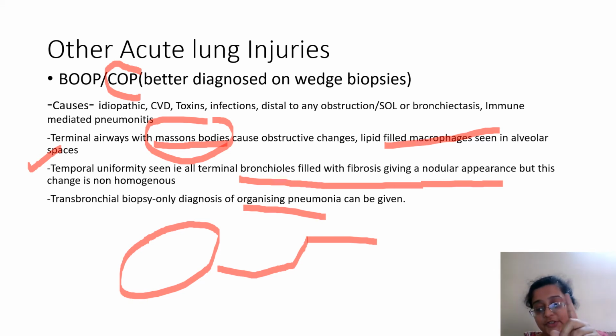Because the picture which showed you just before, the B image which had progressed, that kind of fibrosing look is of an organizing pneumonia, that now the pneumonia is organizing into fibrosis areas, into intact areas. So that kind of a look will come in a transbronchial biopsy. So you need a wedge biopsy to see whether it is temporal and non-homogeneous or not.